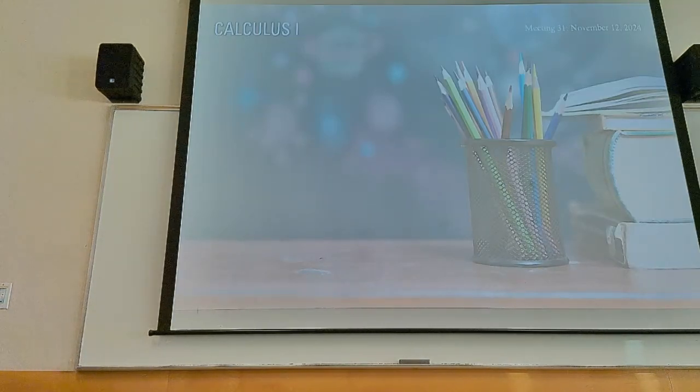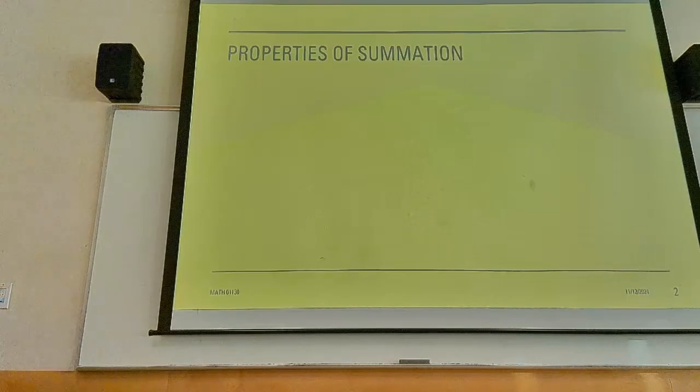So the integral comes about from the area problem. Just like derivatives came from what's known as the velocity problem. So the area problem involves finding the area under a positive curve and above the positive x-axis. And the idea is we approximate this using rectangles, which means we're going to be doing some summing. So we start by looking at properties of summation.